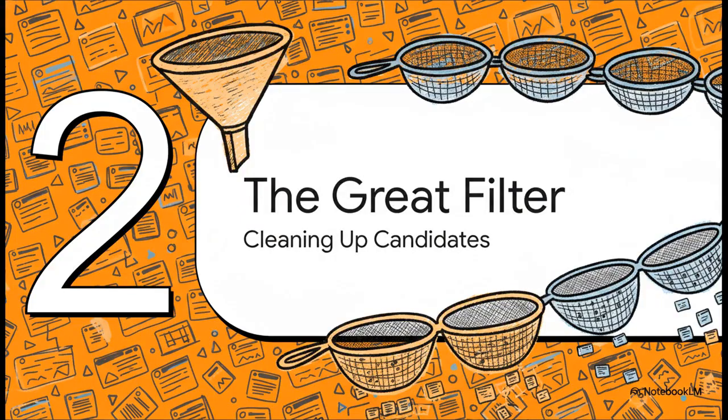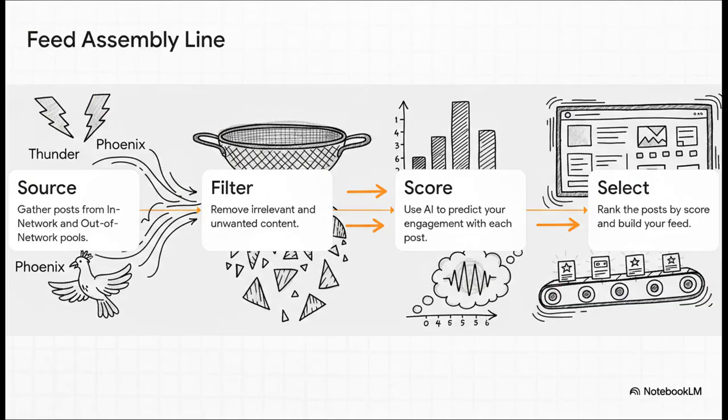So at this point, the system has this huge, messy list of posts. We're talking stuff from your network and that global pool, all mixed together. Before it can even begin to think about ranking them, it has to do a really important cleanup. Yeah, you can really think of the whole thing like a four-step assembly line. Step 1, source. It grabs all those candidates from Thunder and Phoenix. Step 2, filter. It gets rid of all the junk. Step 3, score. It figures out which posts are the best for you. And finally, step 4, select. It ranks them by score and builds the feed you actually see.